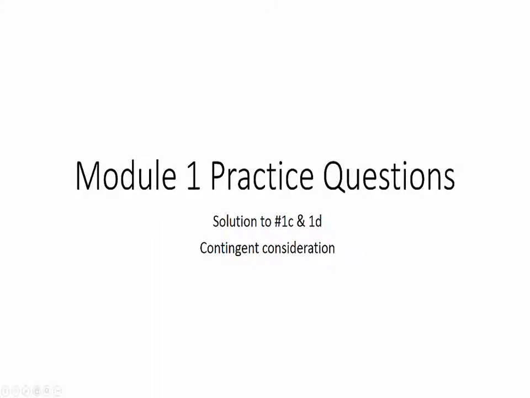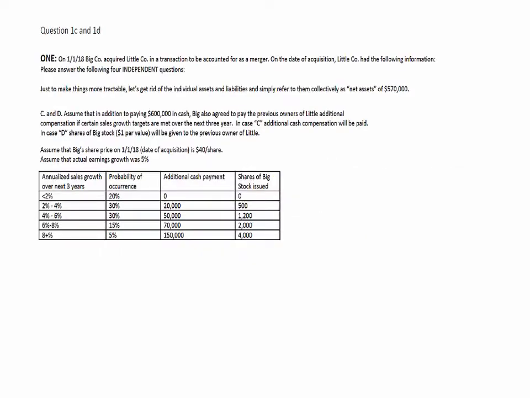Okay, let's go ahead and go through the final parts of question 1 for the Module 1 homework that involve contingent consideration. Again, we have the same scenario as before, where big company is acquiring little company. This time they're paying $600,000 in cash and giving either additional cash or shares of stock if certain sales growth targets are met over the next 3 years.